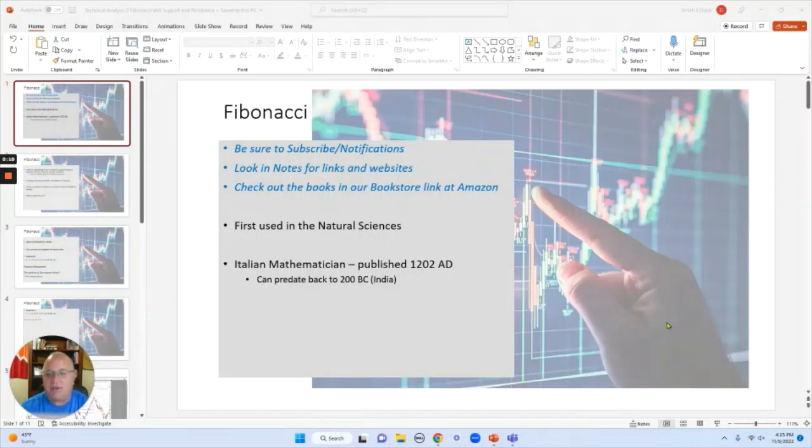This is the last of our series on technical analysis. We're going to be discussing Fibonacci and support and resistance levels.